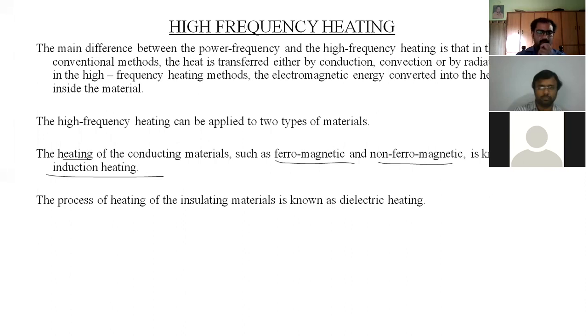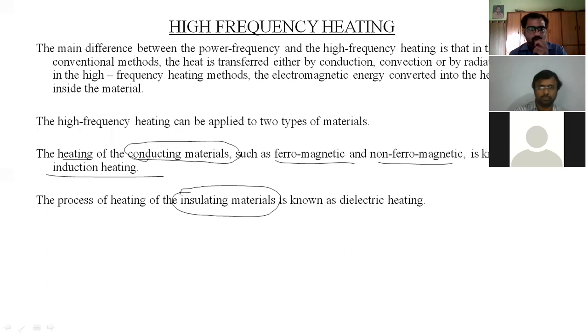So there you are using the conducting materials. The difference you have to note is that for both kinds of materials you are going to employ high frequency heating only. But this high frequency heating has been classified into two types: induction heating and dielectric heating.